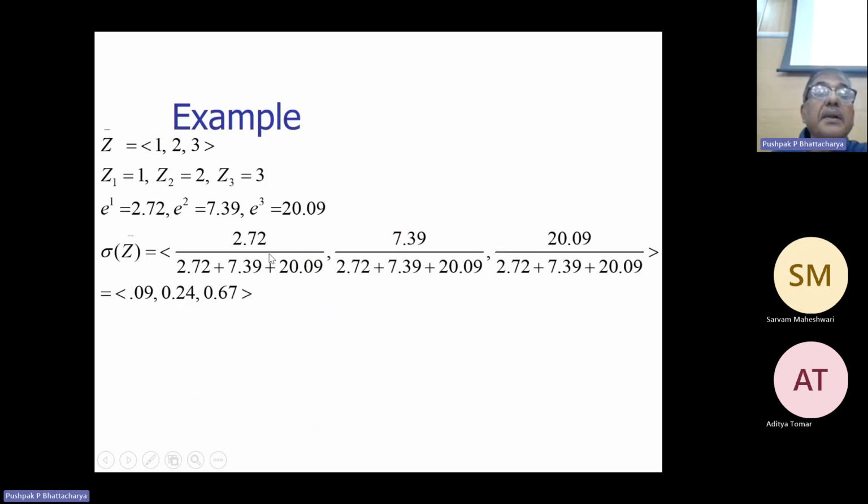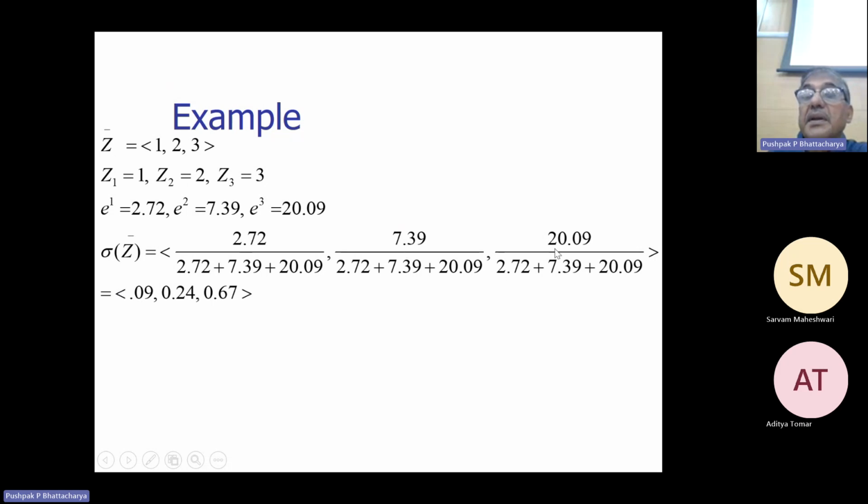So let's take an example. Suppose the input vector is 1, 2, 3. They are not between 0 and 1. So z1 is equal to 1, z2 equal to 2, z3 equal to 3. Then e to the power 1 is 2.72, e to the power 2 is 7.39, e to the power 3 is 20.09. Then sigma z is found in the following way. The first component of the softmax vector is 2.72 divided by the sum of e, e square plus e cube. This value gives rise to 0.09.